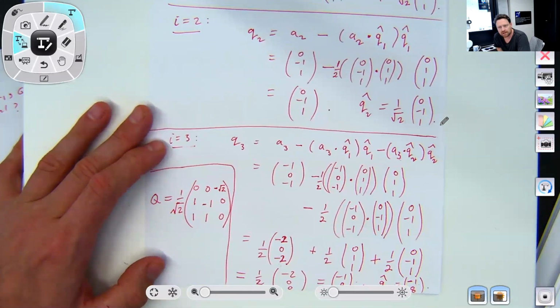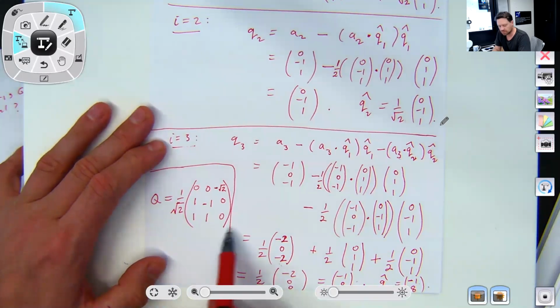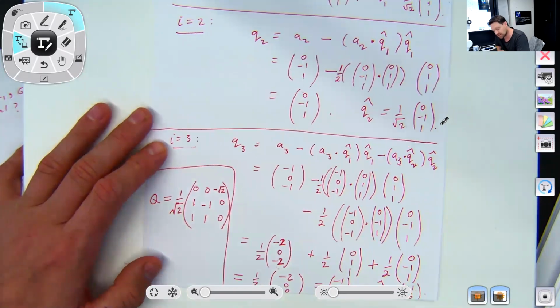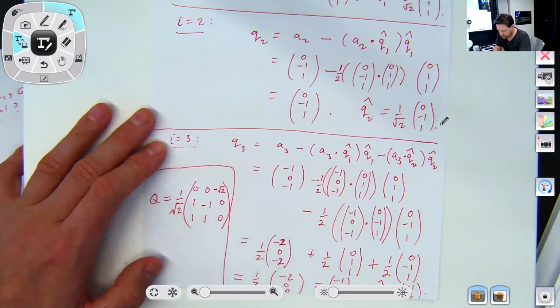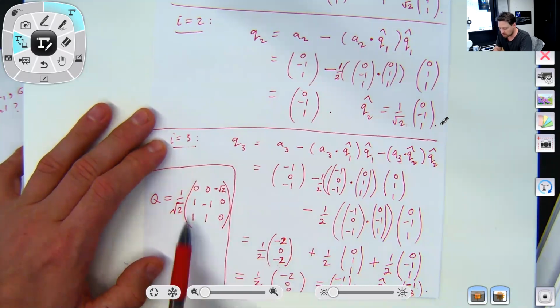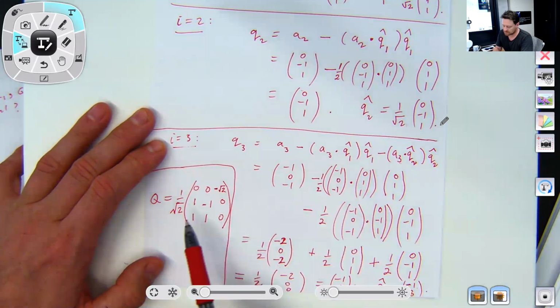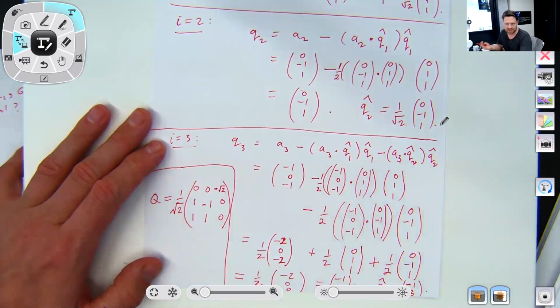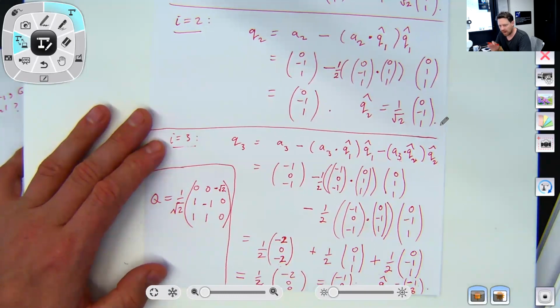And so note that when you take the dot product of any two of these columns within this matrix Q, you notice that that dot product is equal to 0. Okay, so column 1 dot column 2 is equal to 0, and likewise column 1 dot column 3 is equal to 0. Okay, and column 2 dot column 3 is equal to 0. So we see that all of the vectors are orthogonal to one another, right? So we have an orthogonal matrix here.